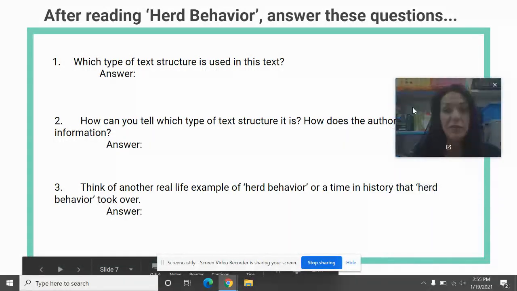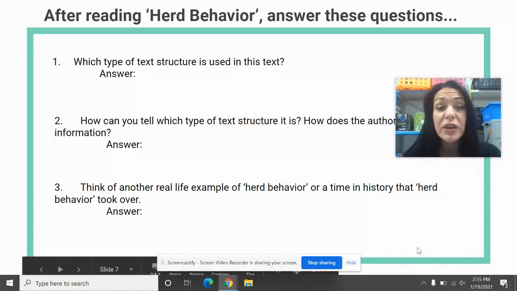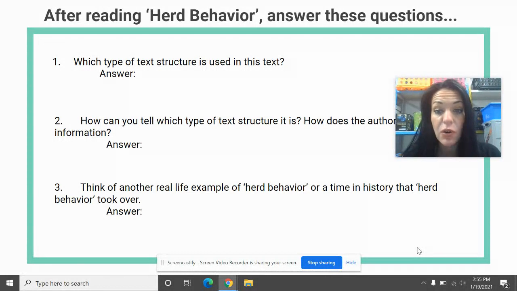And then this question is like my favorite question. Think of another real life example of herd behavior or a time in history that herd behavior took over. So you can even look things up. You can go online and do a little research if you need to, but really tell me and hone in on what is herd behavior. So figure that out. And then look at the examples in the text and think of a time, and it could be really recent, that you witnessed herd behavior, okay?